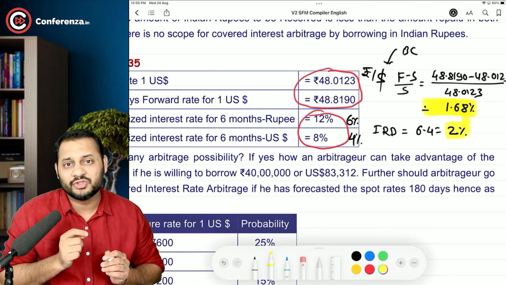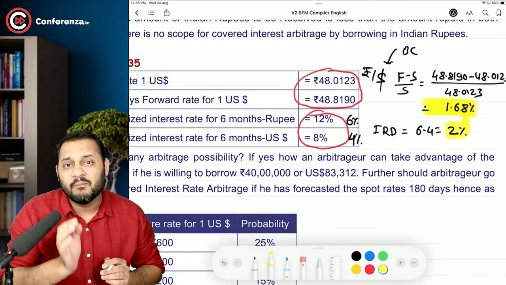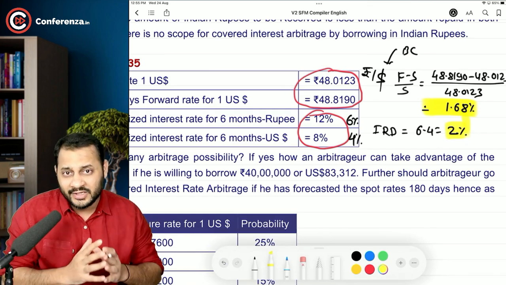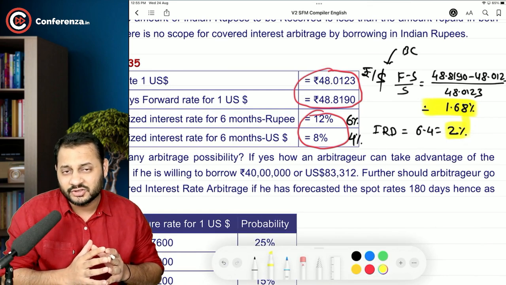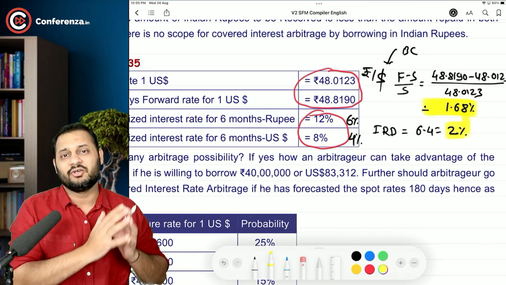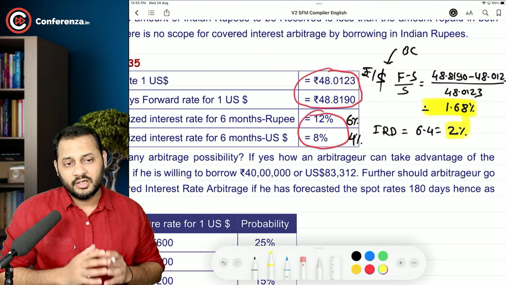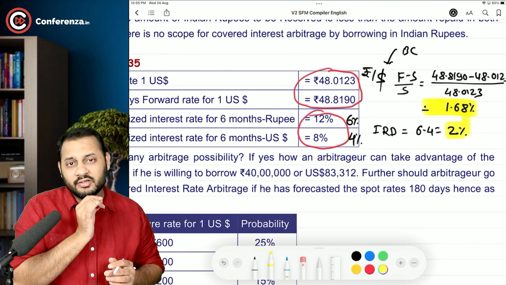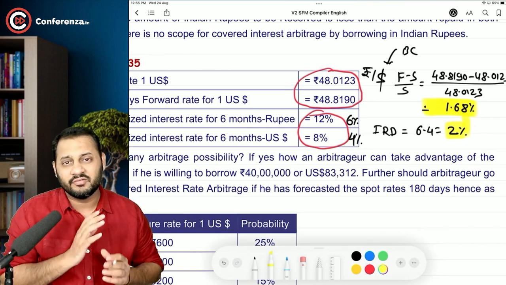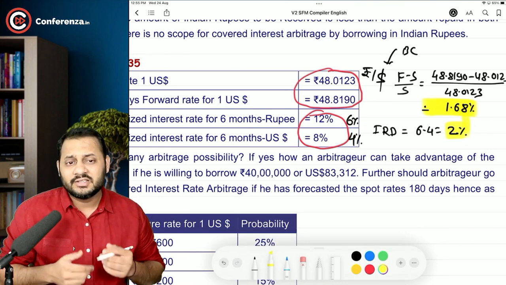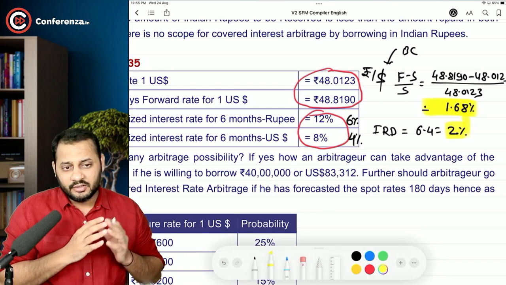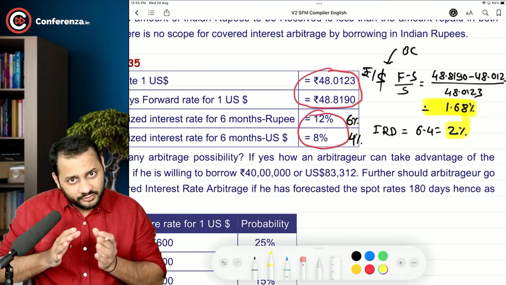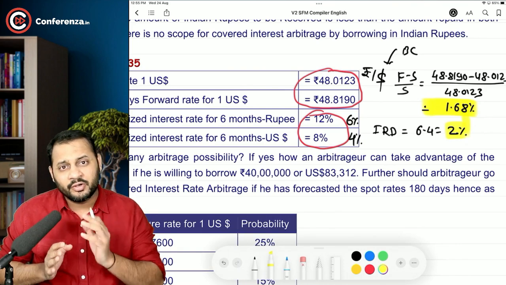And now you will have to start doing exactly the opposite. Instead of borrowing in dollars because of the low interest rate, invest in dollars. 2.10%, invest in dollars. 2.20%, invest in dollars. Let's take an example that reduces that 1.68% to 1.5.